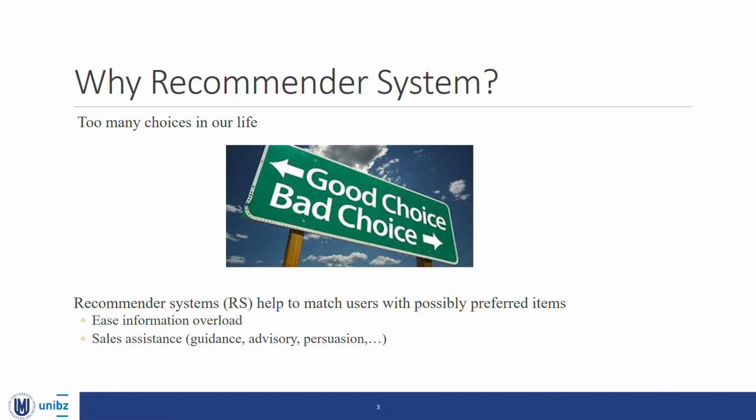First, why recommender system? We have many choices in our life. For example, there are many similar products. The recommender system can help us to reduce the information overload. Also, the recommender system can help the user to choose the possibly preferred item. The recommender system could behave like a sales assistant or advisory system, something like that.